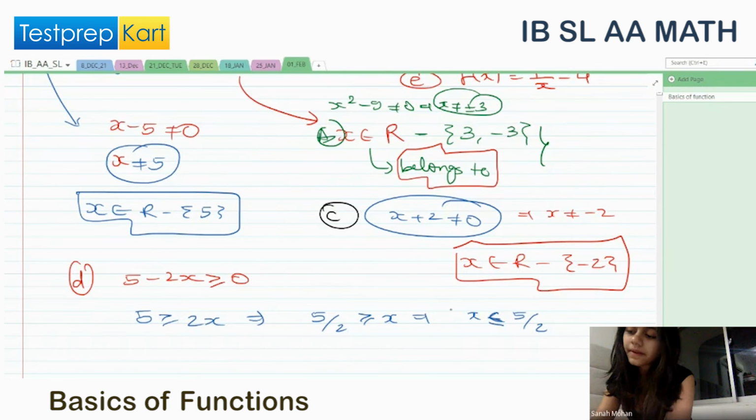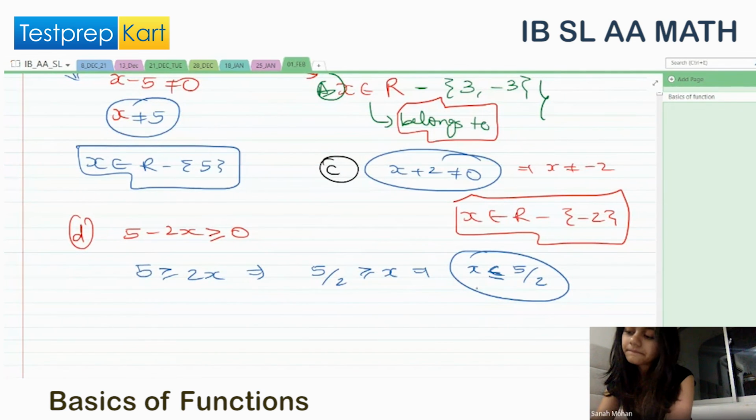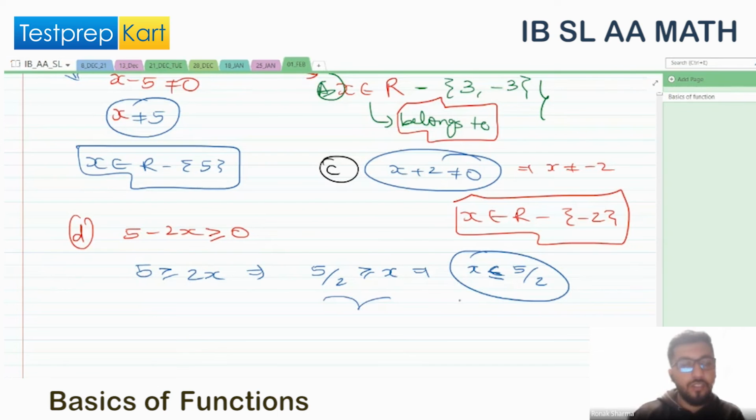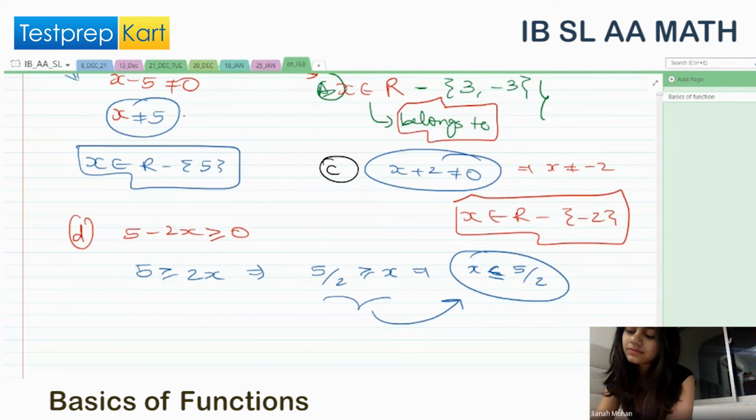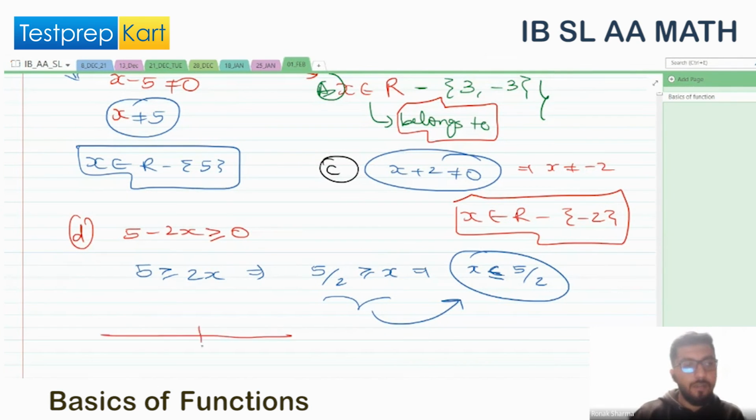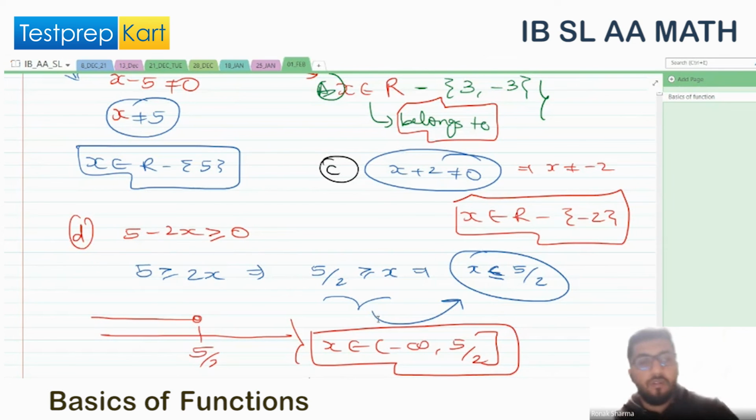Got it? Are you getting how I have written this to this? So x is less than 5 by 2 and can be equal to it also. So x is from minus infinity to 5 by 2, closed. This is your domain. Got it?